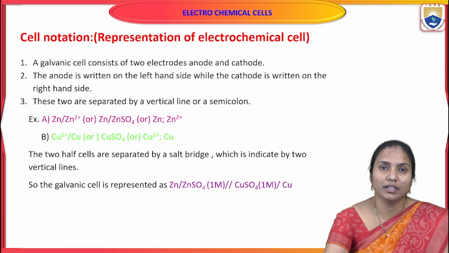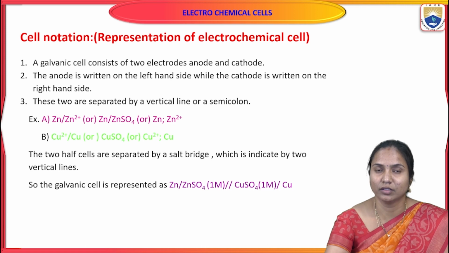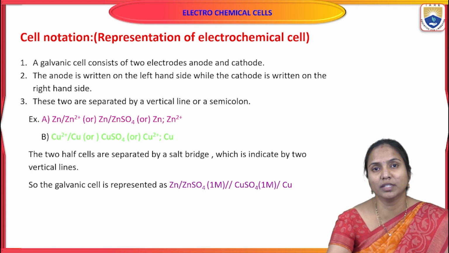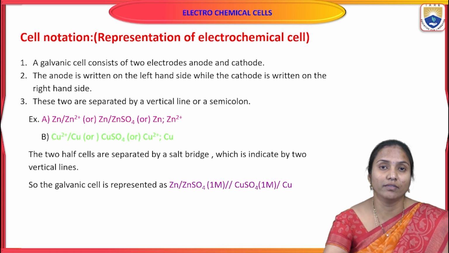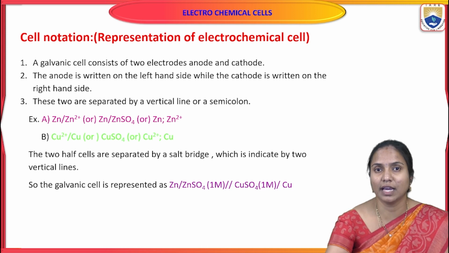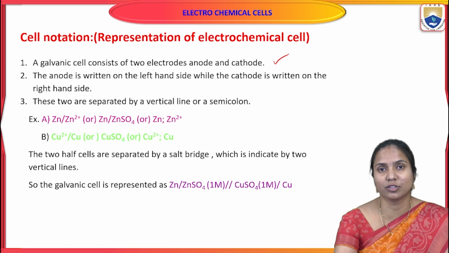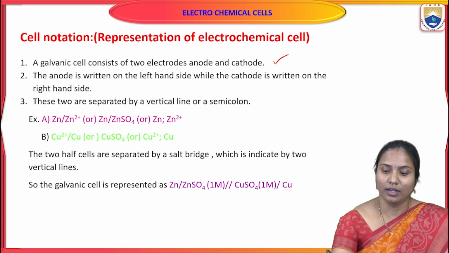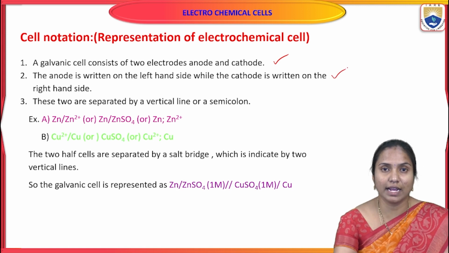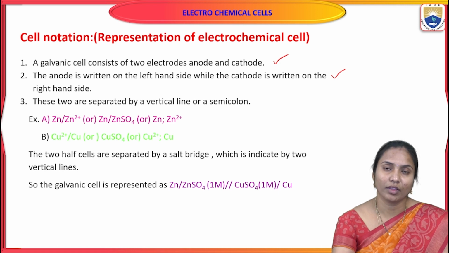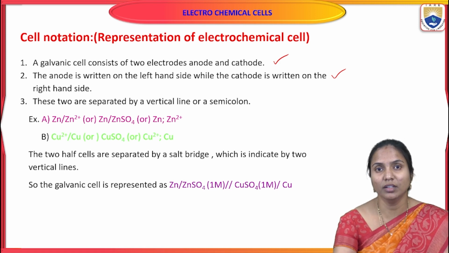Now how to represent a galvanic cell or electrochemical cell? It's also called a cell notation. We already know that this galvanic cell consists of two electrodes, one is the anode and the other is the cathode. In this galvanic cell, for example, zinc acts as the anode and copper acts as the cathode. The second point: anodic reactions are always written on the left hand side, and cathodic reactions are written on the right hand side.